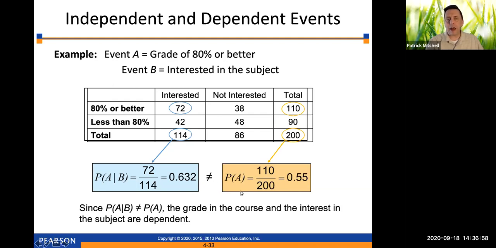Since those two numbers are not equal, the event that a student gets an 80% or better and the event that the student is interested in the subject are not independent. See, if the student is interested in the subject, it's a little bit more likely that they will score 80% or better, which kind of makes sense.